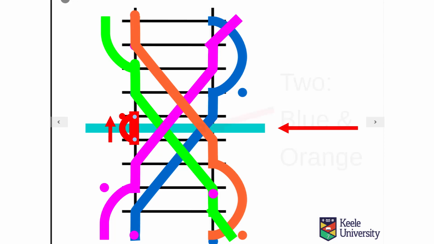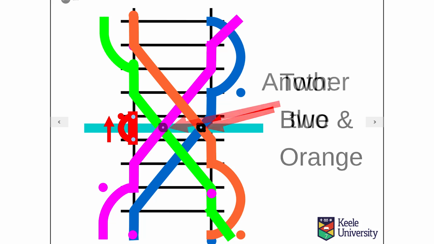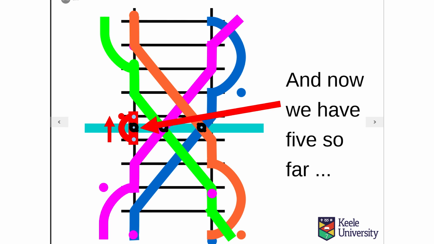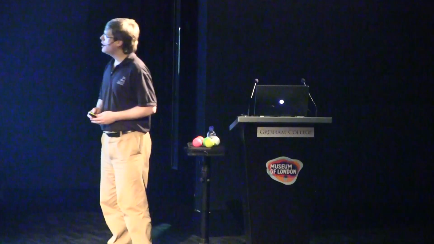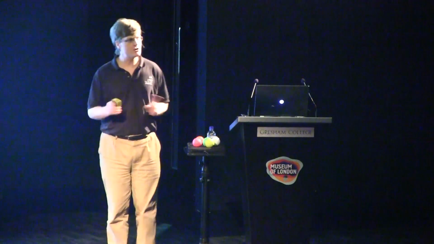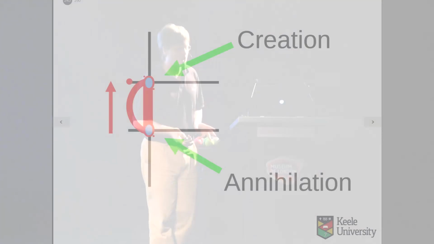Let's count them here. 1, 2, 3, 4, 5. What do you add to 5 to get an answer of 4? -1. This works if that's a negative ball, right? It's an anti-ball. And what we actually have here is mutual creation and annihilation of a ball-anti-ball pair.